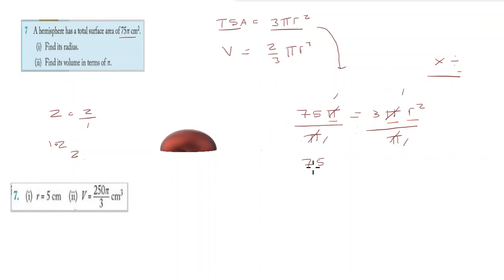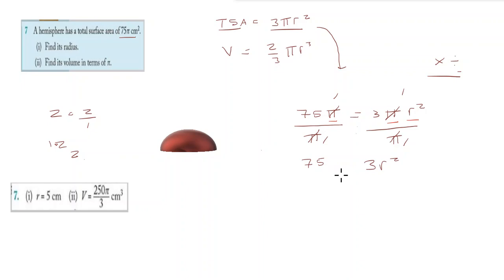So that leaves us with 75. So 3 by 1 gives us 3, and then by r squared gives us 3r squared. And again, that's 3r squared over 1, but we don't need to put it over 1. It's just implied that it's there. So we have 75 equals 3 r squared.